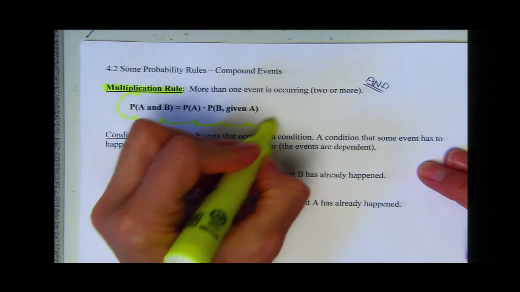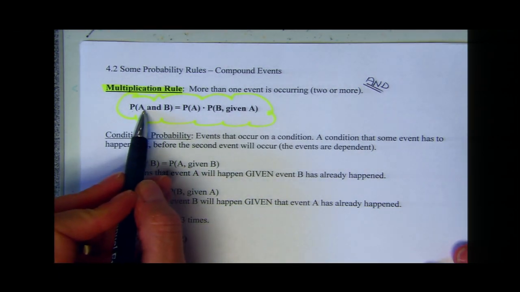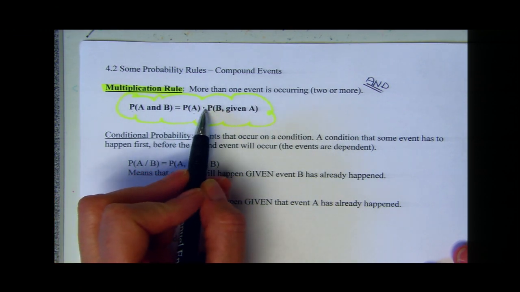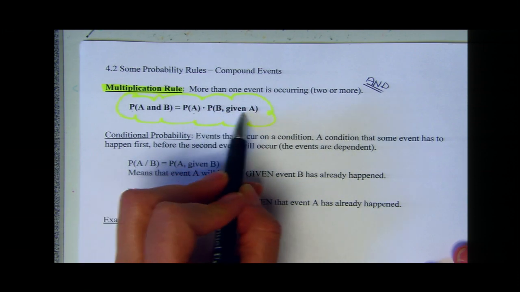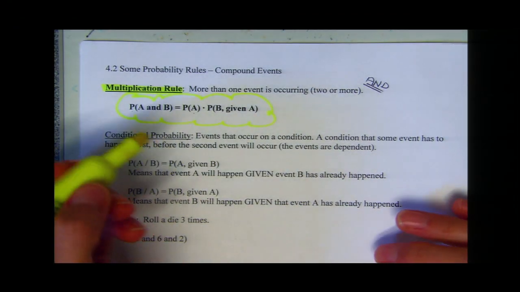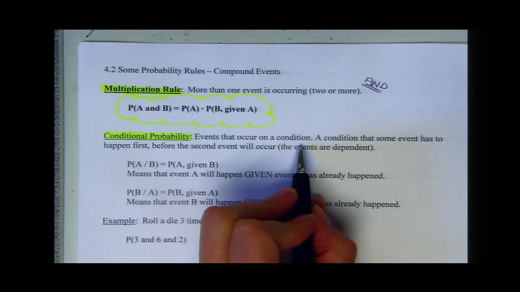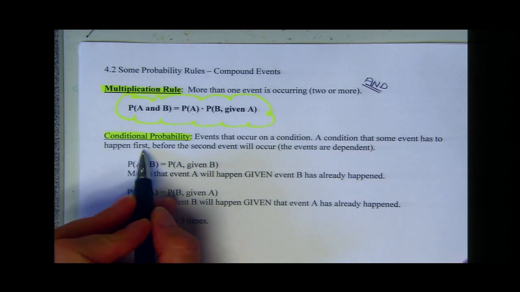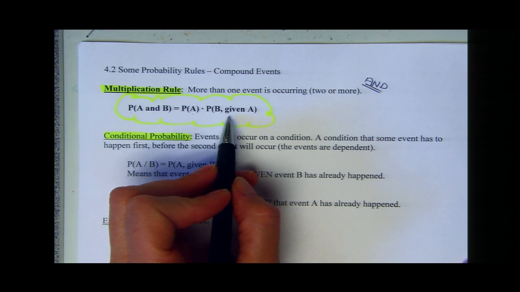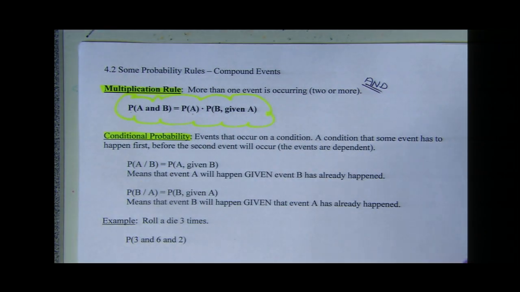Here is the formula that you're going to be using. It reads, the probability of event A and B is equal to the probability of event A times the probability of event B given, or assuming, that A did occur. Now, this second part is what we call a conditional probability. This is events that occur on the condition that some event has happened first before the second event will occur. These events are dependent. So when we say "given A," we're saying B will occur assuming or given that A did occur.